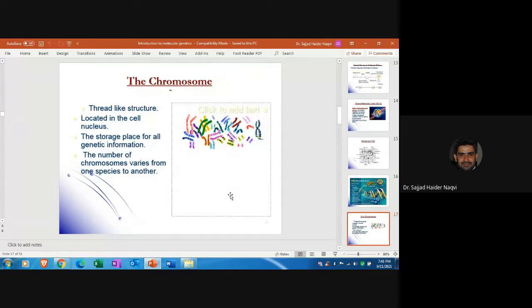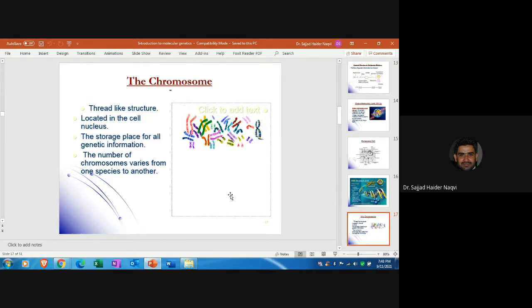Then comes the chromosome. There is a specific number of chromosomes with reference to a species, and that's why the number of chromosomes present in a cell is referred to as the species number. For the human cell, the species number, we know, is 46, so we have 46 chromosomes in one cell.